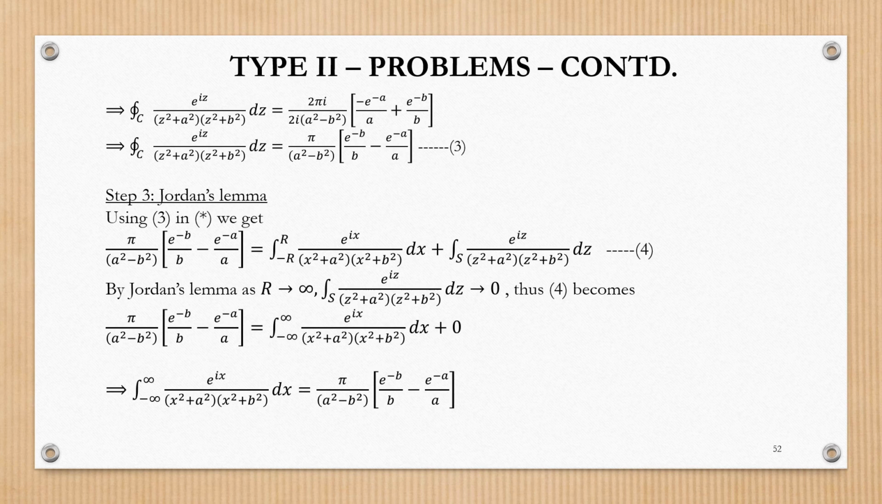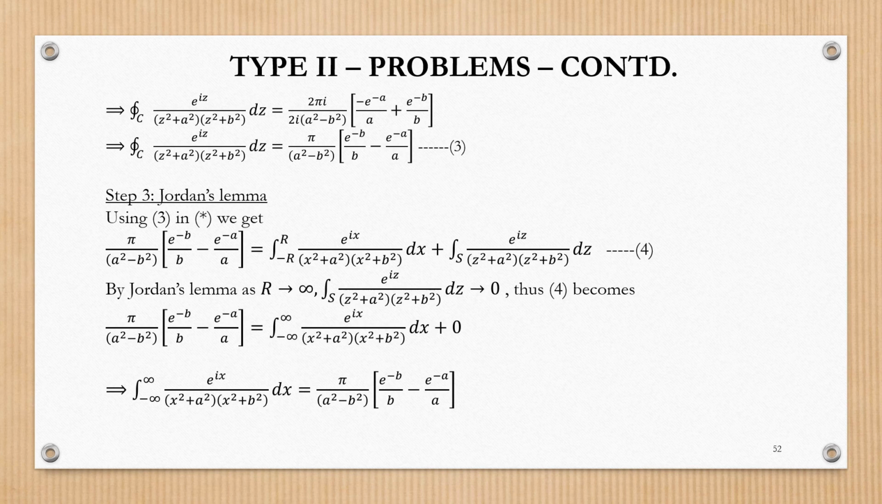We don't use Cauchy's lemma. The problem is a problem of type 2 here. Therefore, we use Jordan's lemma. So as r tends to infinity, the integral over s of e power iz by (z square plus a square)(z square plus b square) dz tends to 0. That is the second integral on the right hand side of equation 4. That is how you get the next equation. We are replacing r with infinity, and the second integral is replaced with 0 to get the final result.